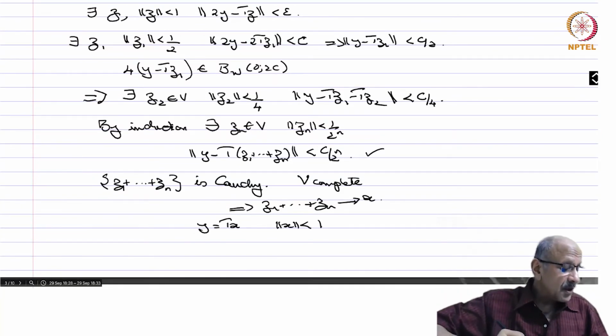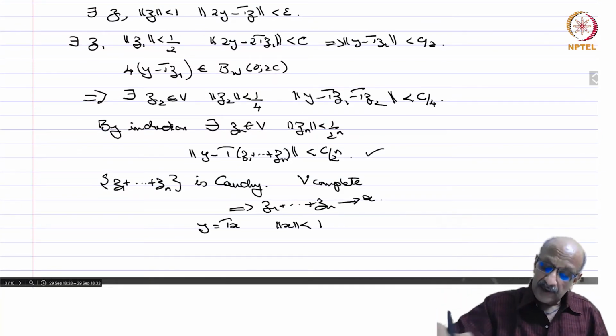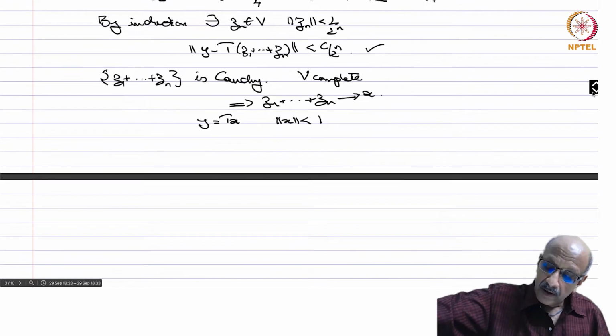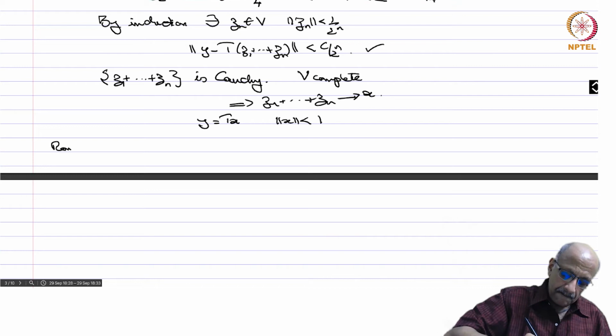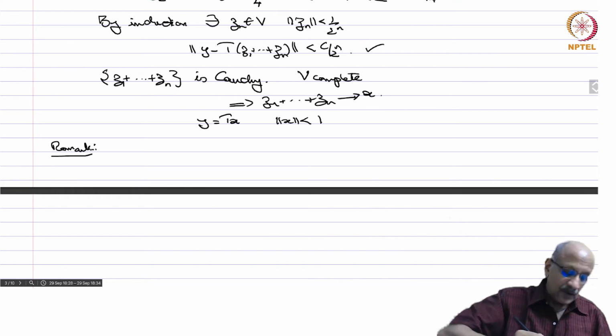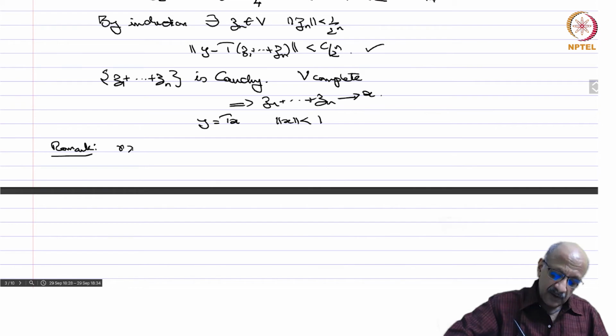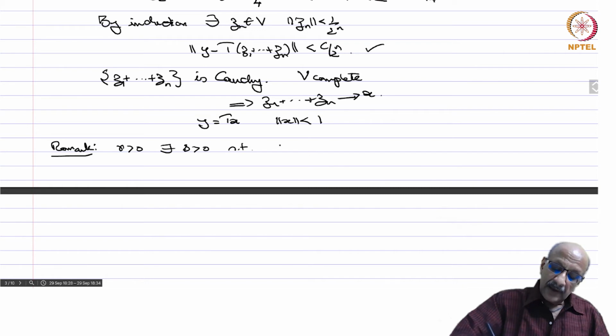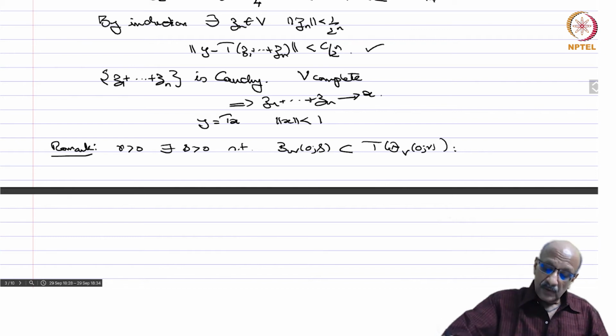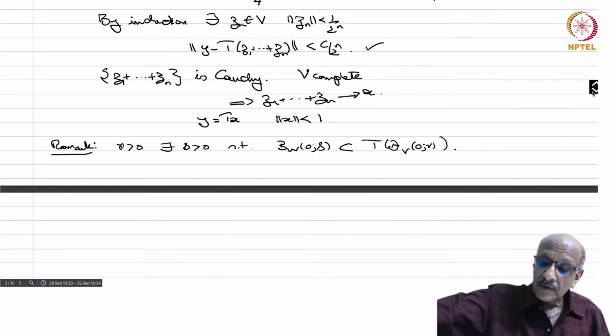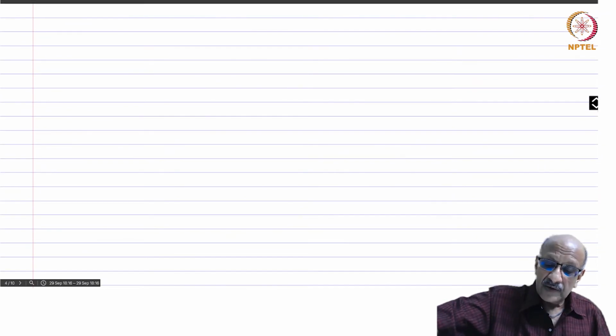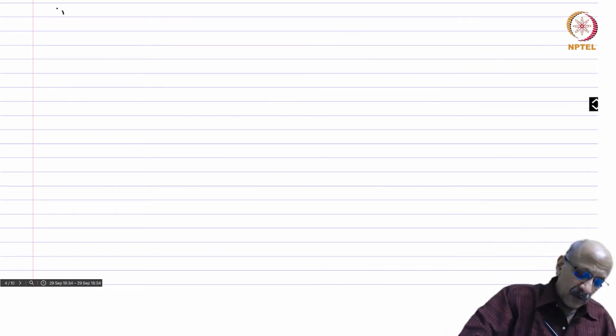Okay, so that proves the proposition completely. So now we will make a remark. Because everything is going to be scaled, if R is positive, then there exists an S positive such that B_W(0,S) is contained in T(B_B(0,R)). Okay, so this is obvious. We did it for one, then it's just a question of scaling it. And so now we can prove the theorem.